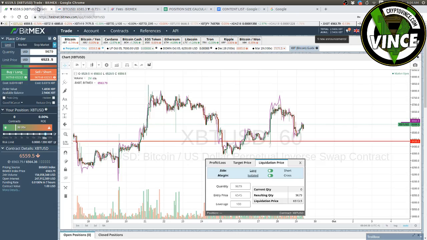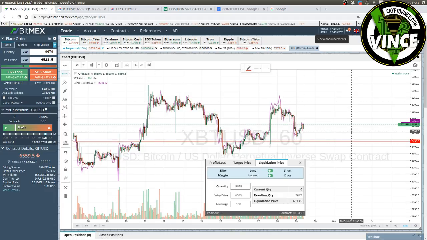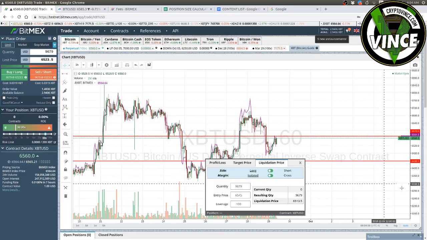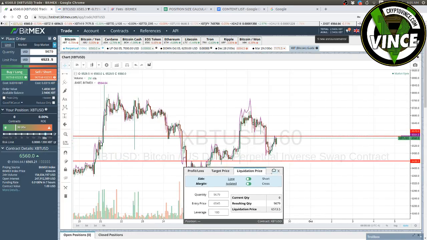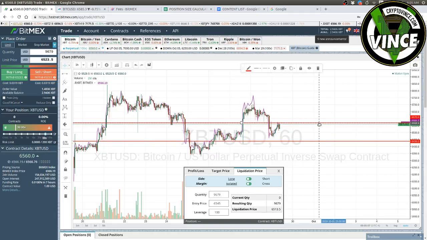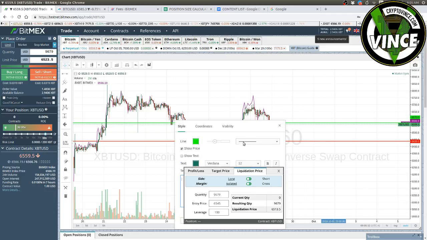6570. So let's put that in the chart here. Horizontal line, 6570. There. This is a little bit different from the other chart, but okay, let's say I want to enter there, and my stop loss is here. Actually, let's make this line green. There. You guys know I love colors.